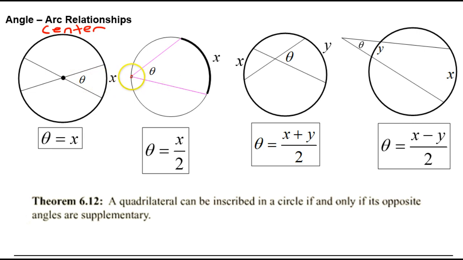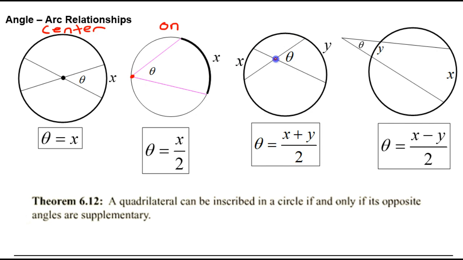Sometimes the vertex is on the circle. That's called an inscribed angle, but in that case the angle is half the arc, or the arc divided by 2. Or if you flip that around, that means the arc is double the angle.